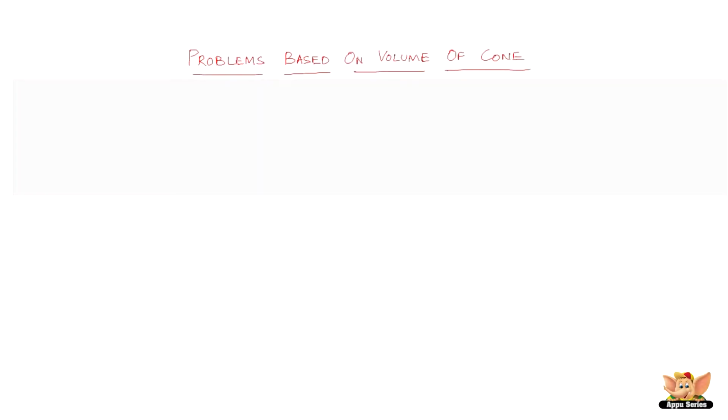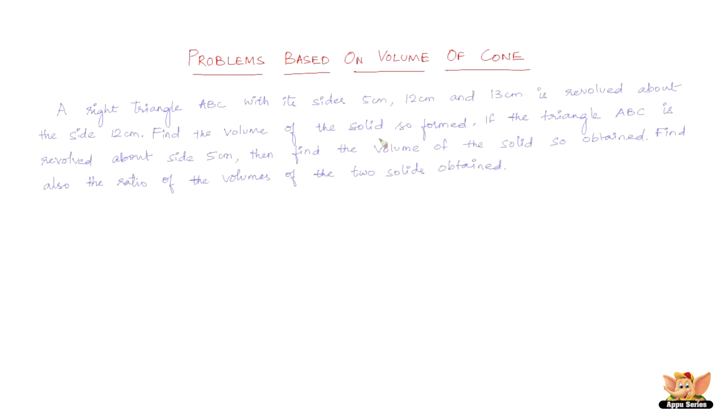In this video, let us continue to solve problems based on volume of cone. The question reads like this. A right triangle ABC with its sides 5 centimeters, 12 centimeters and 13 centimeters is revolved about the side 12 centimeters. Find the volume of the solid so formed.